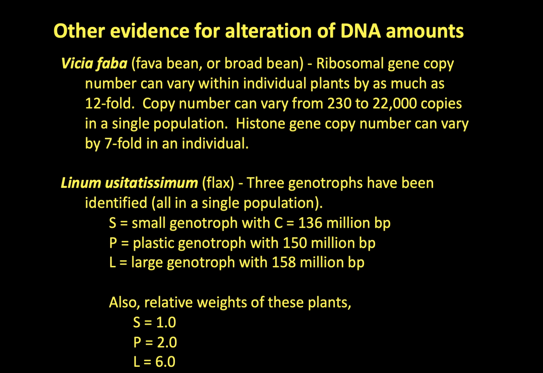Another example, which I talked about before, is in flax, Linum usitatissimum, where there are 3 genotrophs: a small genotroph, which has about 136 million base pairs of DNA in its haploid genome, a plastic genotroph with about 150 million base pairs, and a large genotroph with about 158 million base pairs of DNA in its genome. Also, the relative weights or masses of these plants are: the small is about a relative number of 1, plastic 2, and large 6. Here's what they look like.